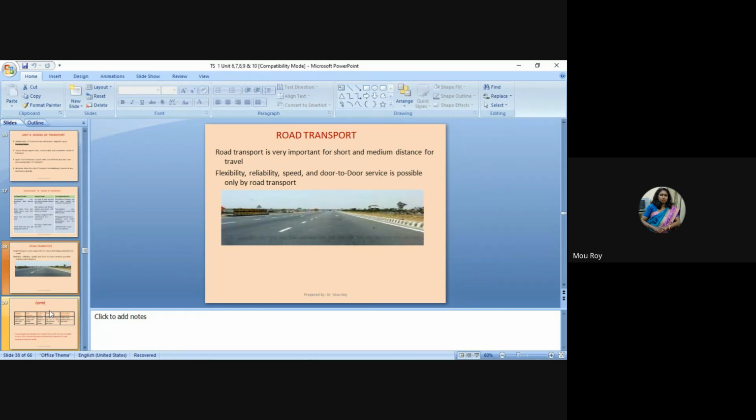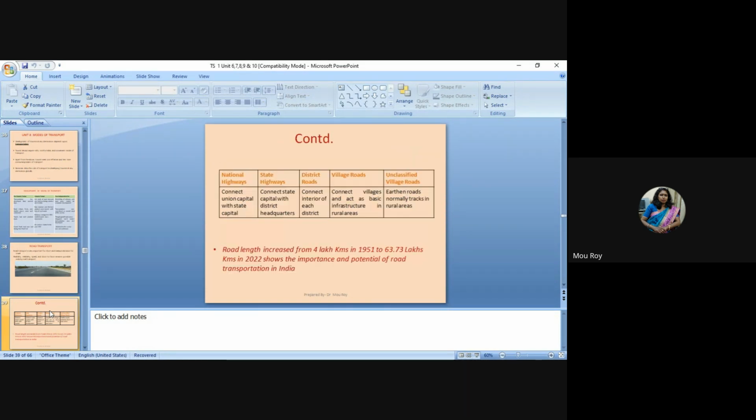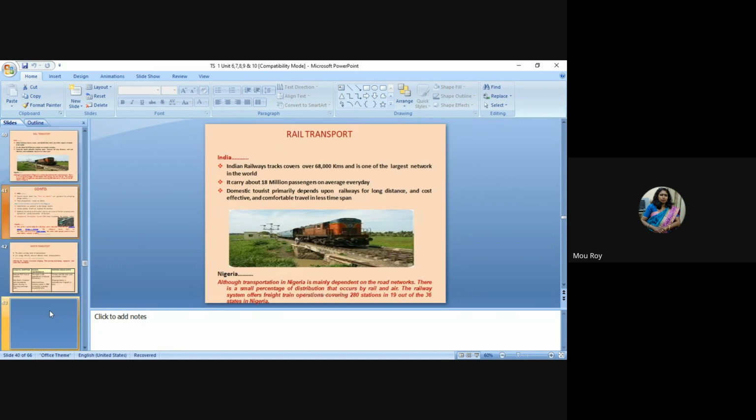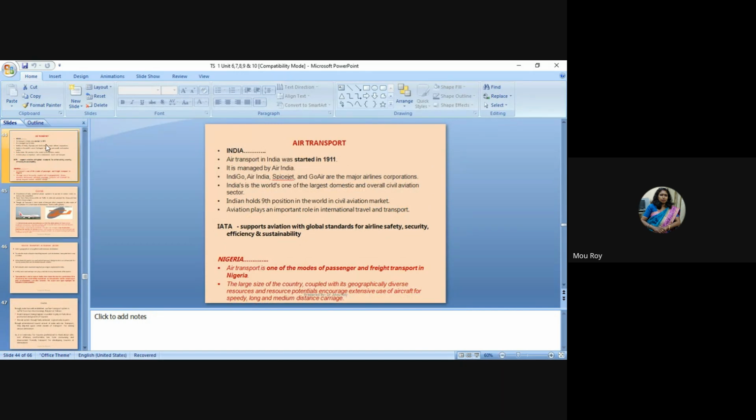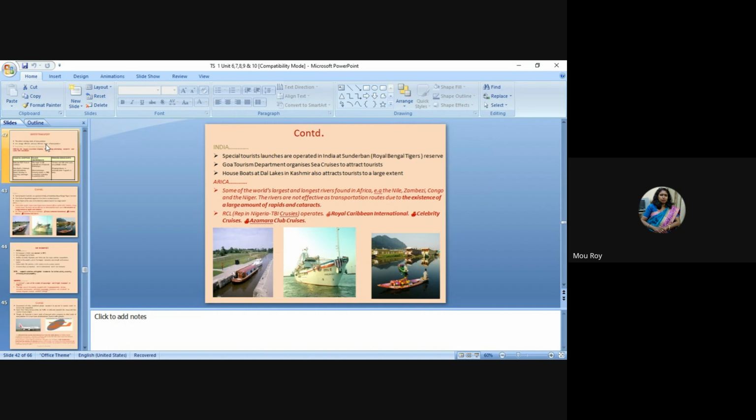And our transport minister has done a lot, which I think... one minute. Actually, now there are 66 slides, so it is taking time. Just to give you a rough idea.